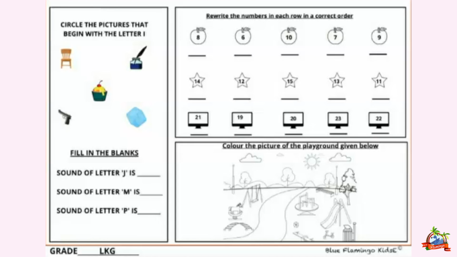So this was all about today's sheet. We have learned about 3 different subjects: English, Maths and EVS. I hope you all have understood this sheet very well.